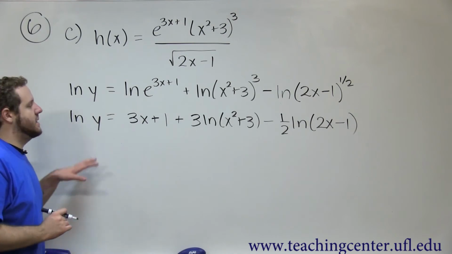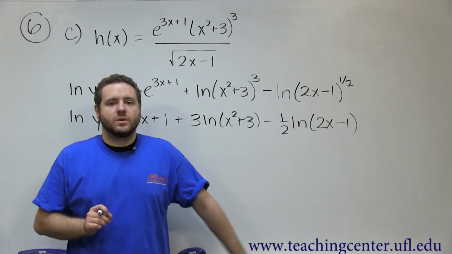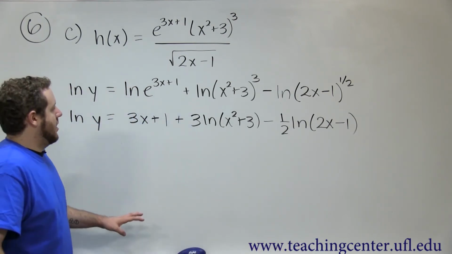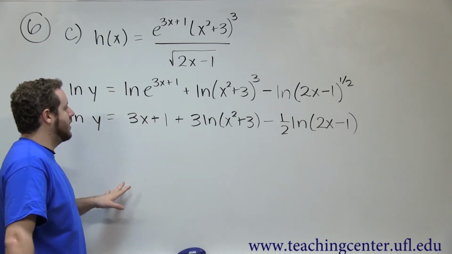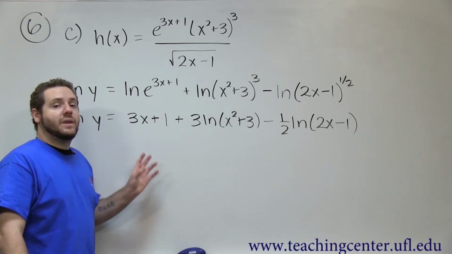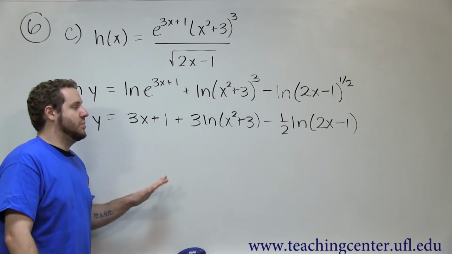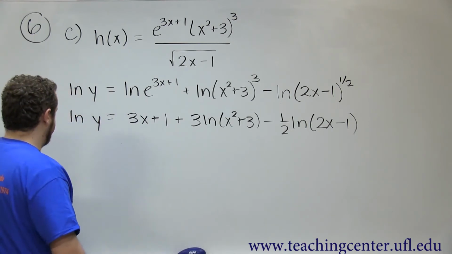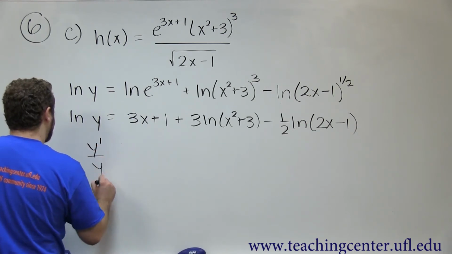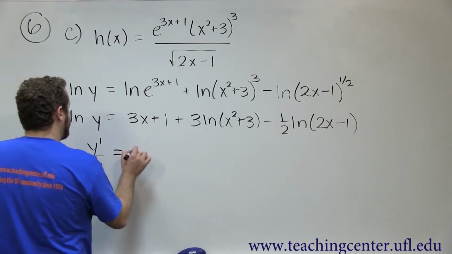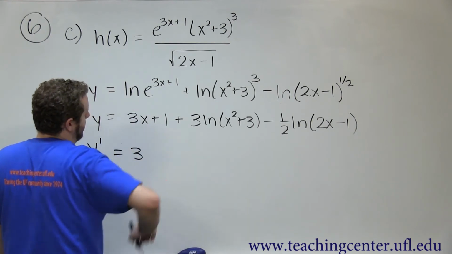So you can see now we got this as simple as possible. Everything doesn't have powers anymore. We got rid of the e. We did all this stuff to make this as simple as possible. Now we'll do the derivative, because this will be the easiest derivative that we can get. Derivative of ln y is y prime over y. The derivative of 3x is 3. The derivative of 1 is 0.